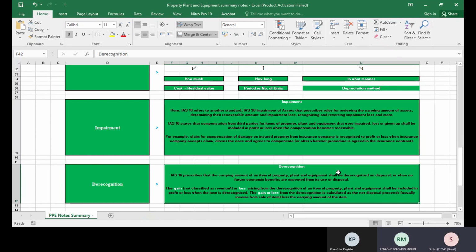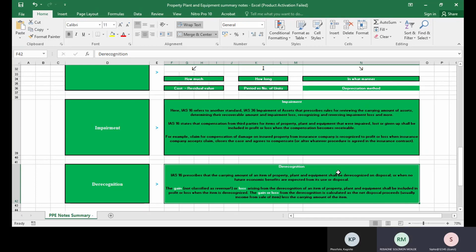Yeah. No, I'm saying, well, to de-recognize, yes, you'll have that situation. It's simple when you have to dispose of it because you are selling it, right? But I'm saying, when would you have a situation where no future economic benefits are expected from the use of an asset? It's when the asset has broken down and is not repairable. Yes. So the option you have is to write off, right? Yes. So you are no longer going to use it for anything, right?